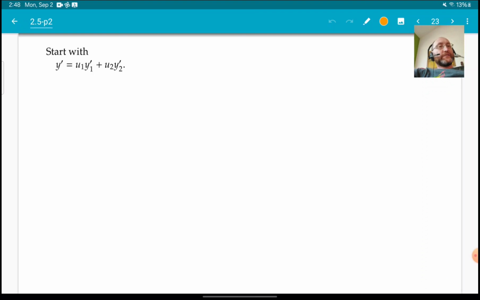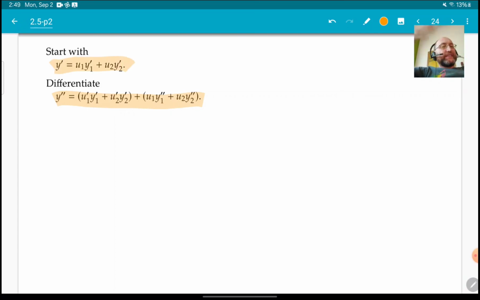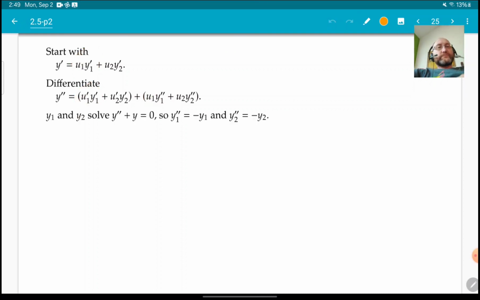So let's go on. We start with this, and we differentiate. We're assuming already that y prime is this guy. So we differentiate again, and we use the product rule. The product rule for this first guy, I'm writing it like this, becomes this and this. And the other two terms are for the second term in the y prime.